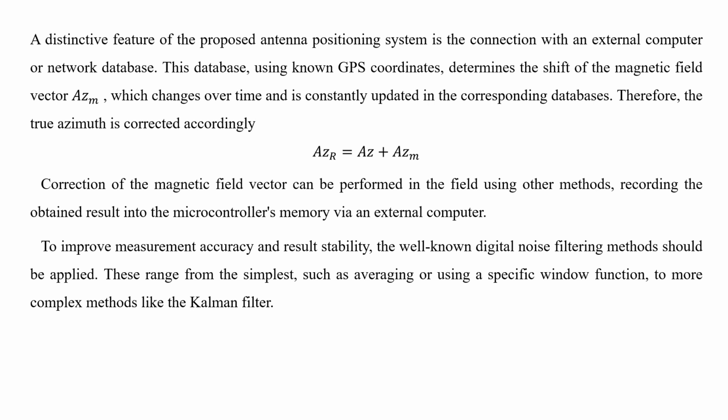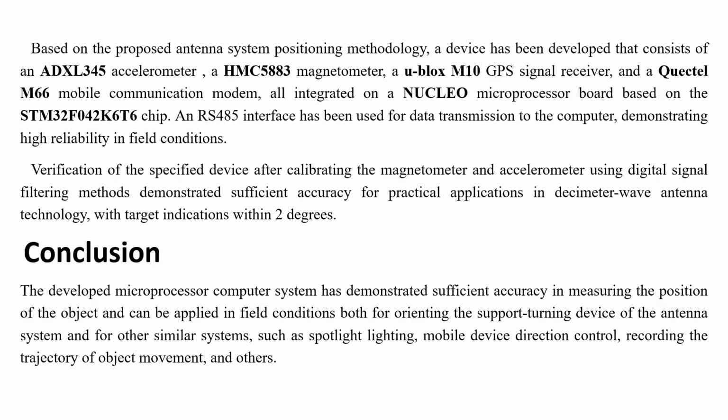To improve measurement accuracy and result stability, the well-known digital noise filtering methods should be applied, such as averaging or using a specific window function, or more complex methods like the Kalman filter. The developed microprocessor computer system has demonstrated sufficient accuracy in measuring the position of the object and can be applied in field conditions both for orienting the support turning device of the antenna system and for other similar systems, such as spotlight lighting, mobile device direction control, recording the trajectory of object movement, and others.